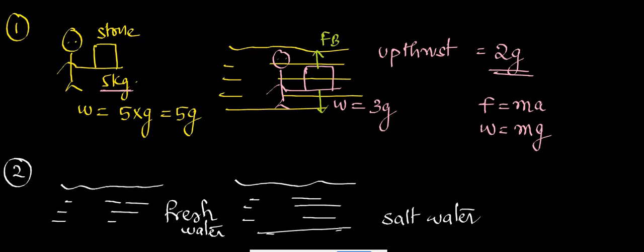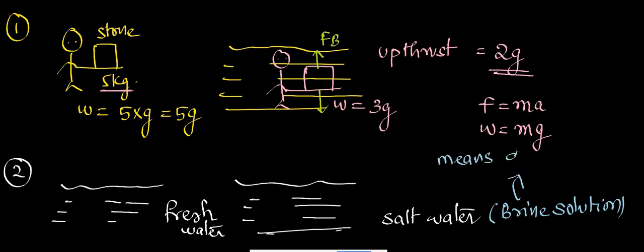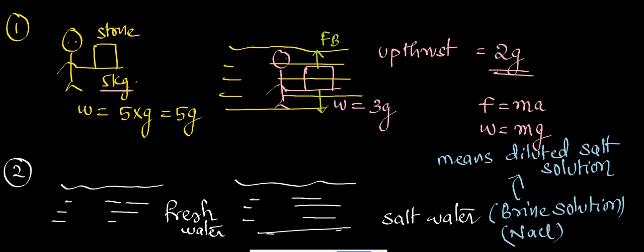If you take brine solution, its density is more. Brine solution means diluted salt water, with more content of water. You know NaCl, right? Common salt, sodium chloride. A diluted NaCl solution is called brine solution.